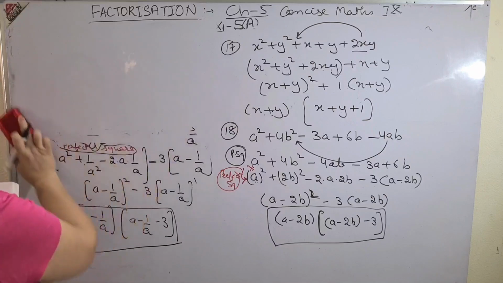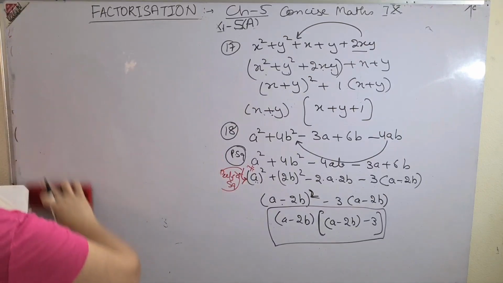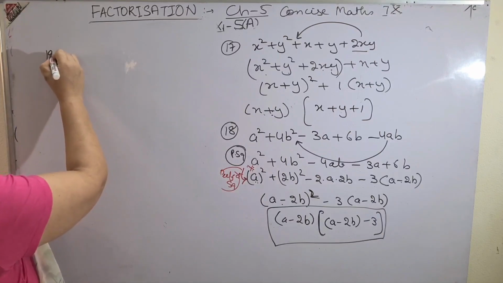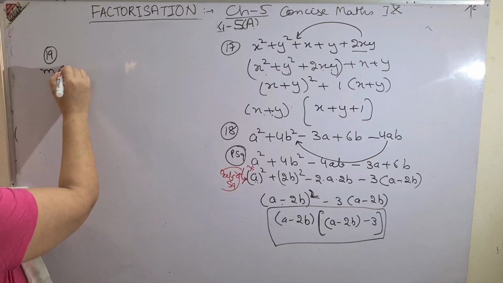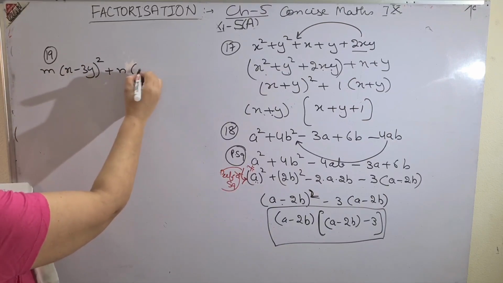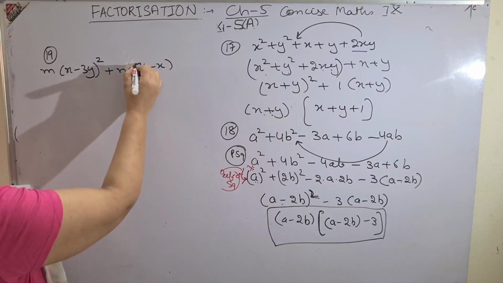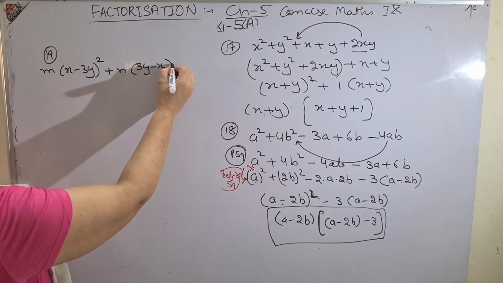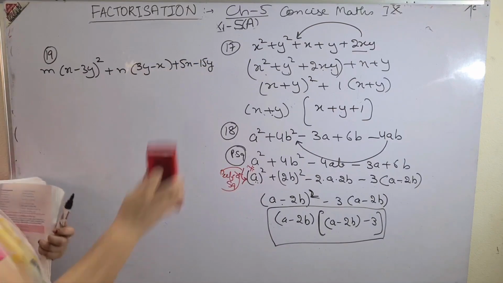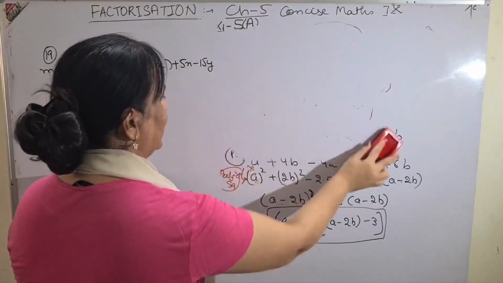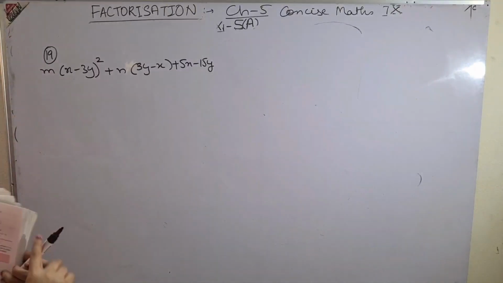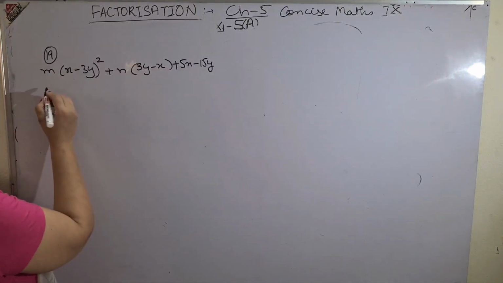Then coming to the last 2 questions of this exercise, that is the 19th sum first of all. m (x minus 3y) whole square plus n (3y minus x) plus 5x minus 15y. This type of sum I have done before also. The fourth sum of the same exercise I have done. It's almost similar. Again I have to find three factors common here because three terms, so three factors, very easy.